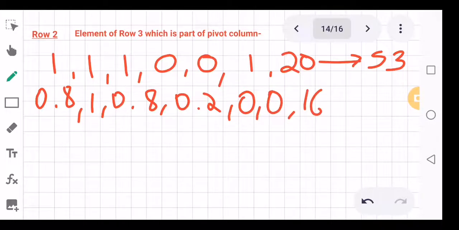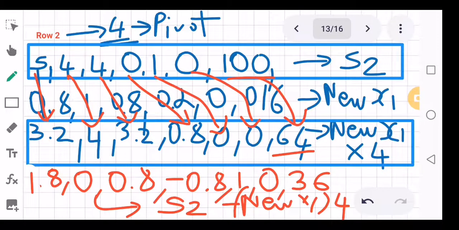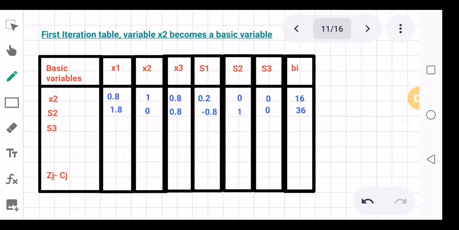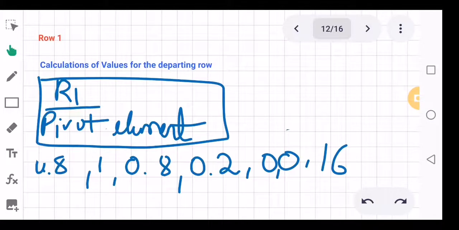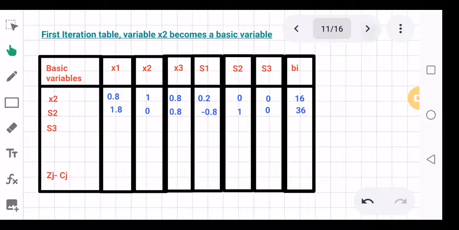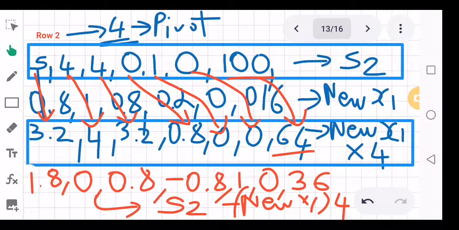This is of your new basic variable. I've named this row as new x1. I'm sorry, I'll take it as x2 first. There's no confusion since x2 is written over there. I took it as x1, but this is nothing but x2, new x2.